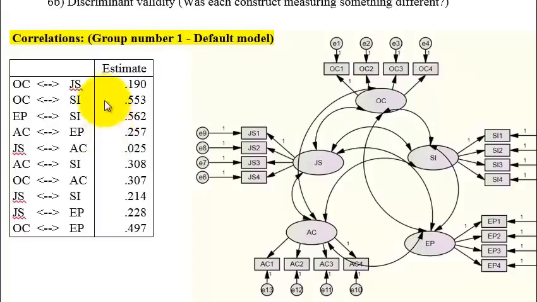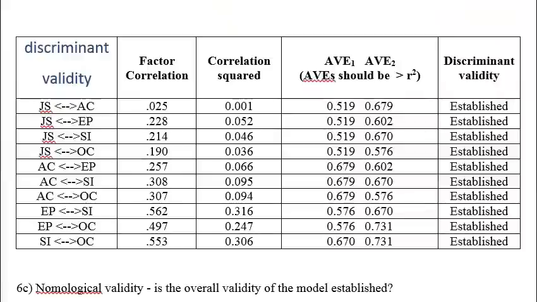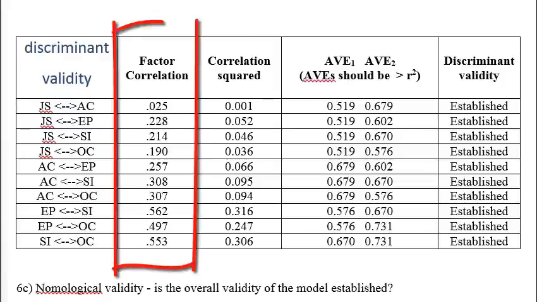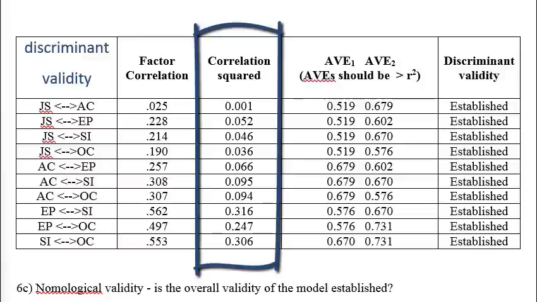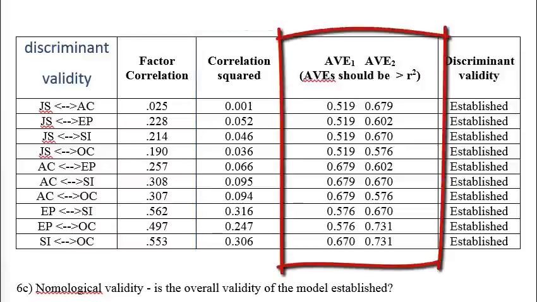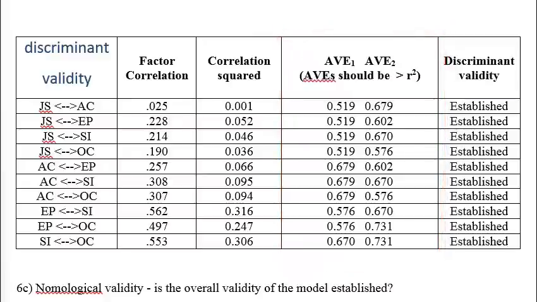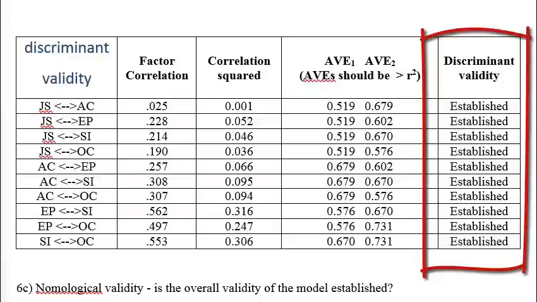All right, here are the correlations between all the constructs. Here's the chart I made. The correlation between JS and AC was 0.25. This column is where I squared them all. Here are both AVEs from each of the constructs. All of these AVEs should be greater than the squared correlations, and they are. There's not any kind of contest whatsoever. According to this data, the discriminant validity is good. In other words, there was no violation of the assumption of discriminant validity.